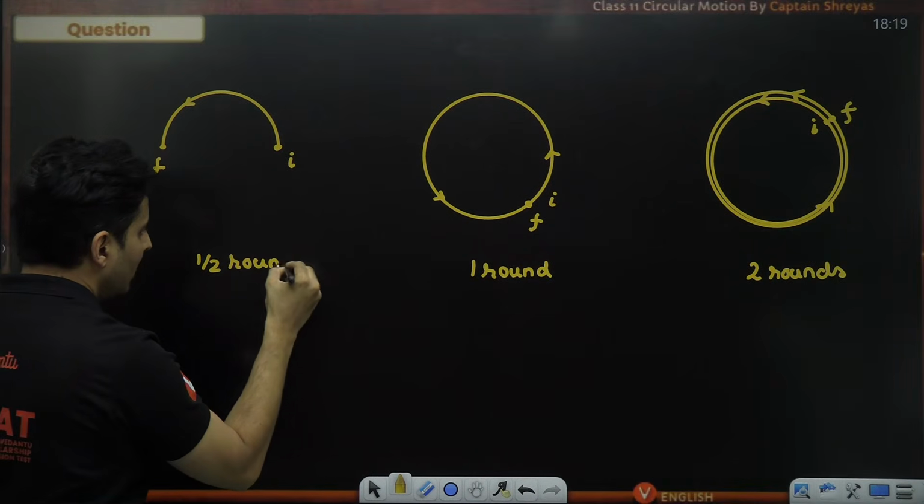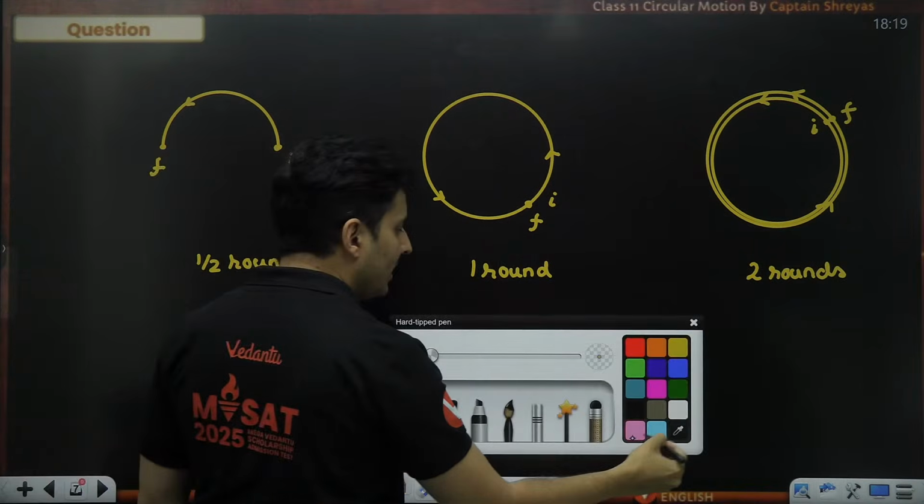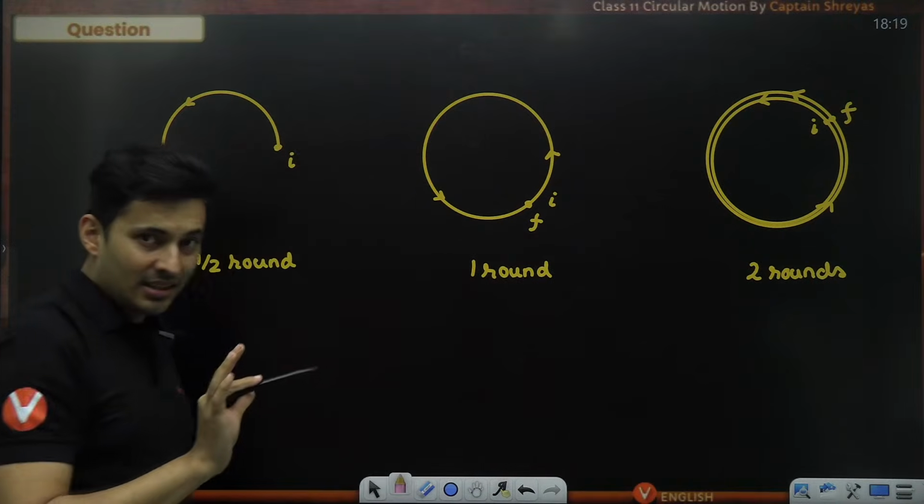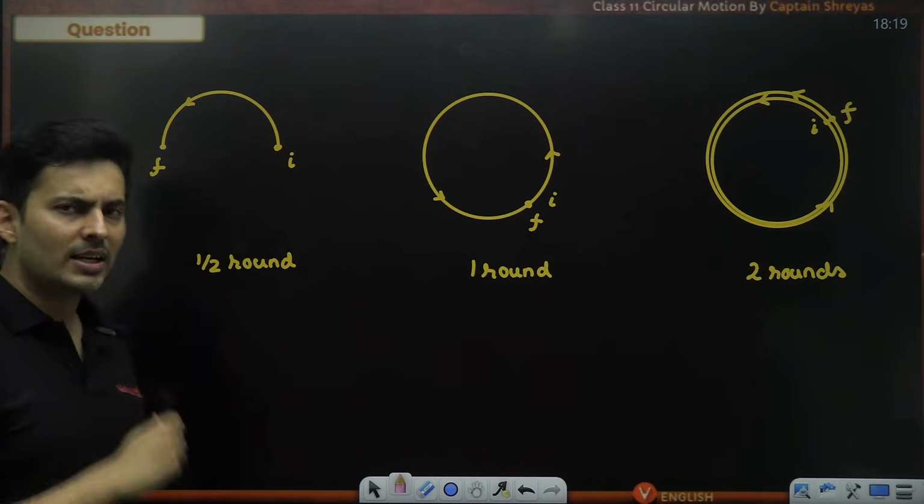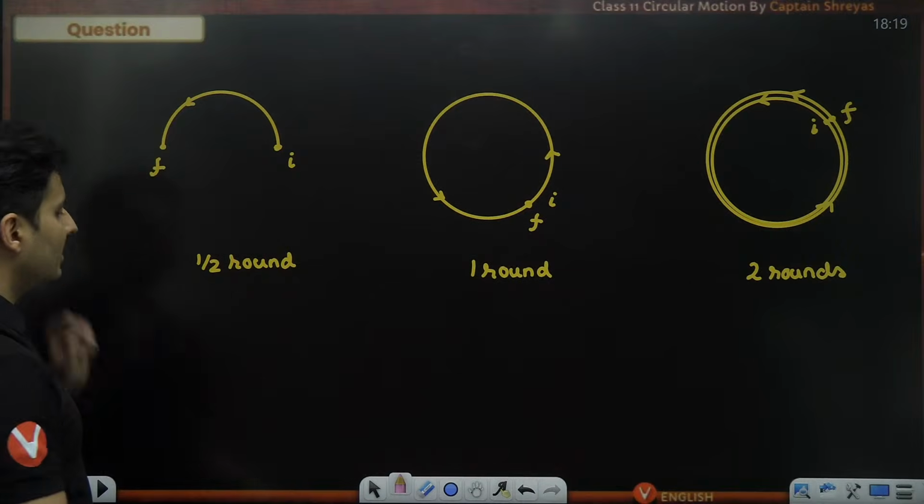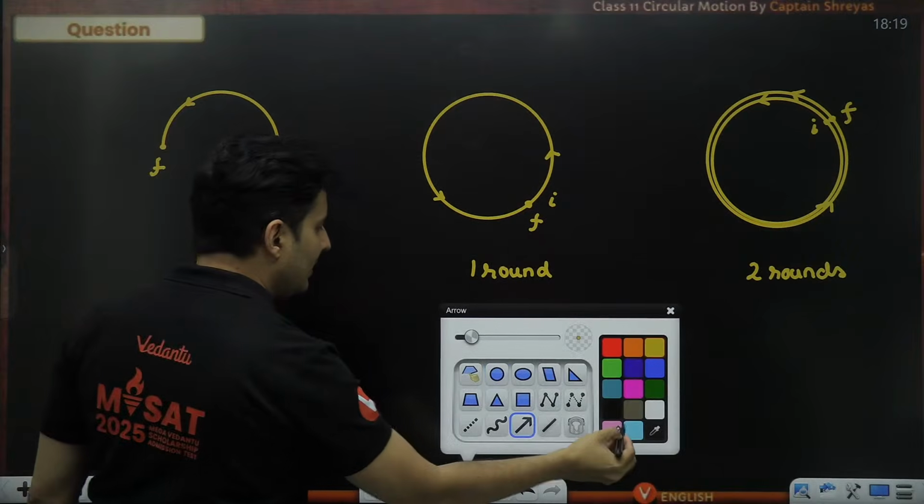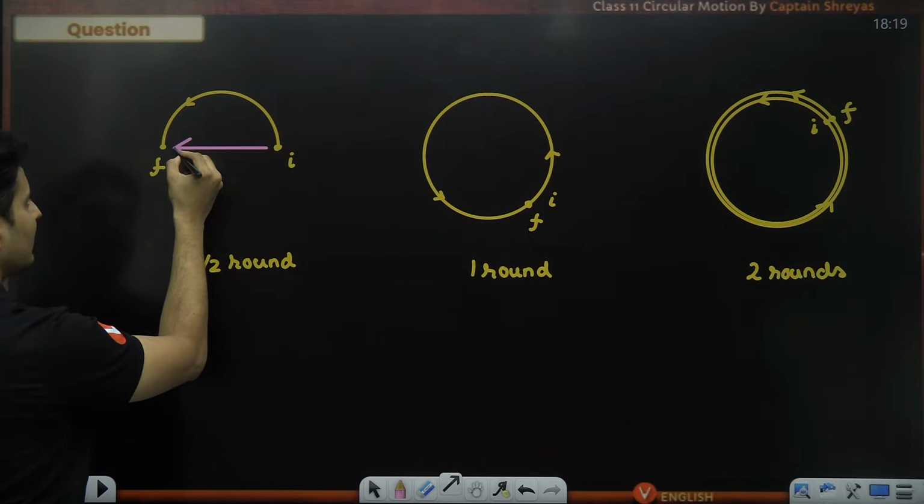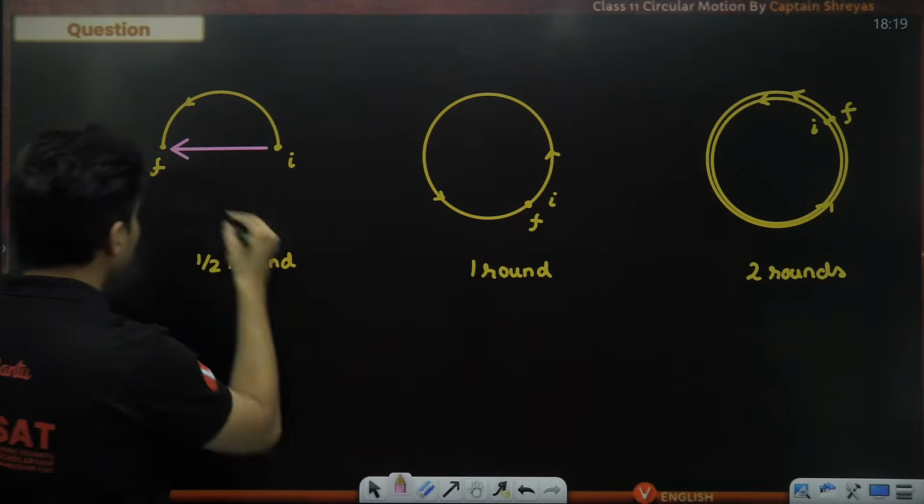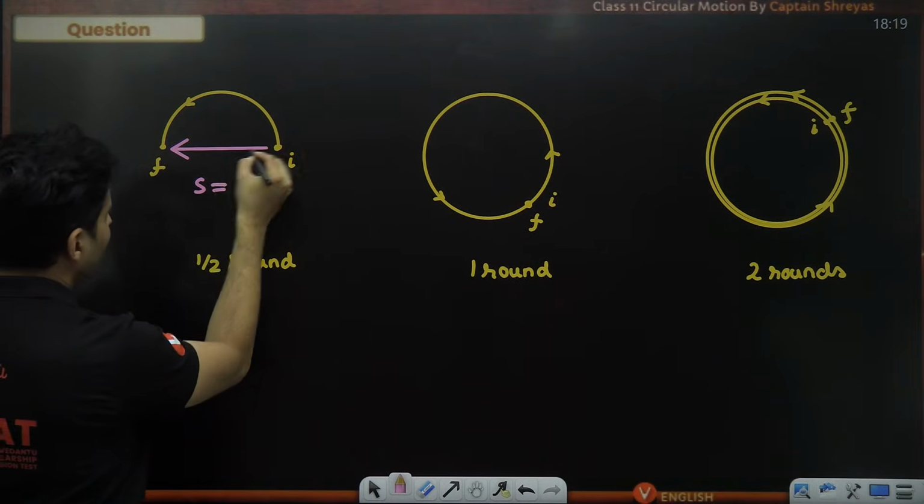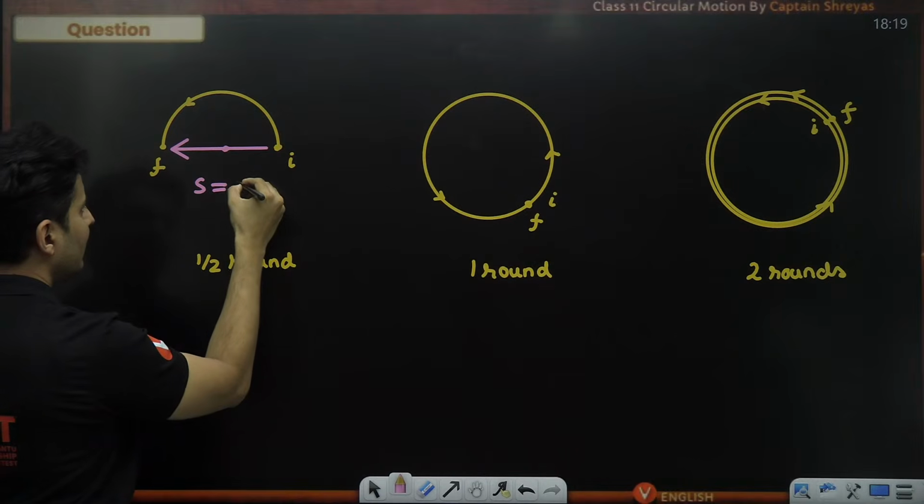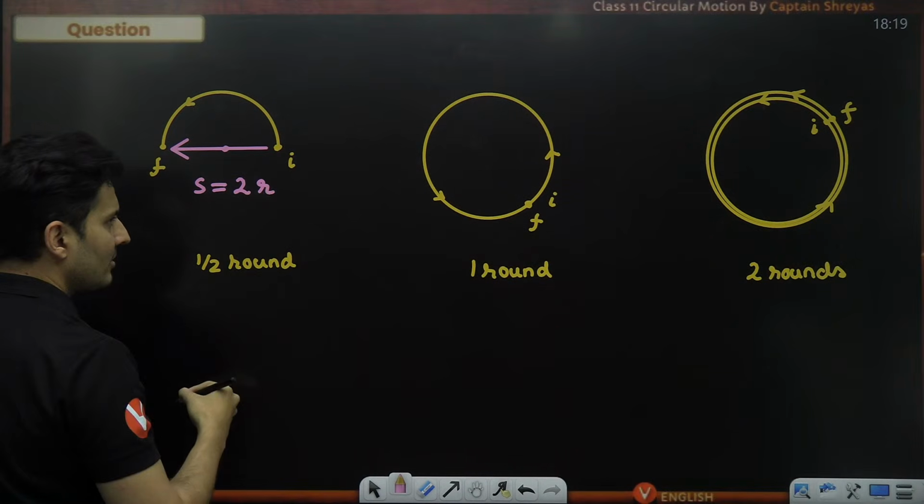If you ask me what the displacement is, not angular, just displacement, in this situation you can easily see my displacement is this much. So displacement will be radius plus radius, which is 2 times the radius.